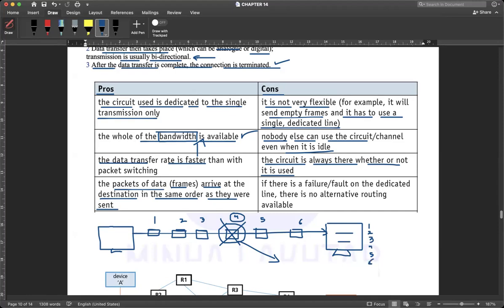So this is a packet switching advantage. Is that clear now? Mustafa? Yes. Okay.